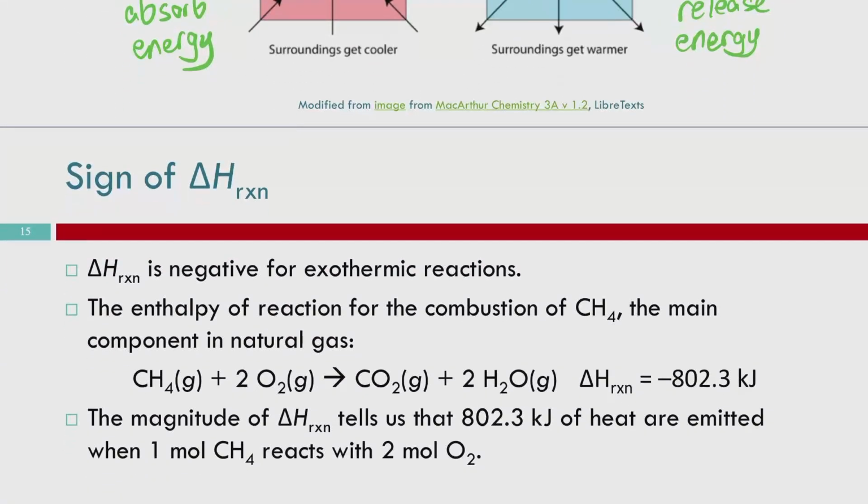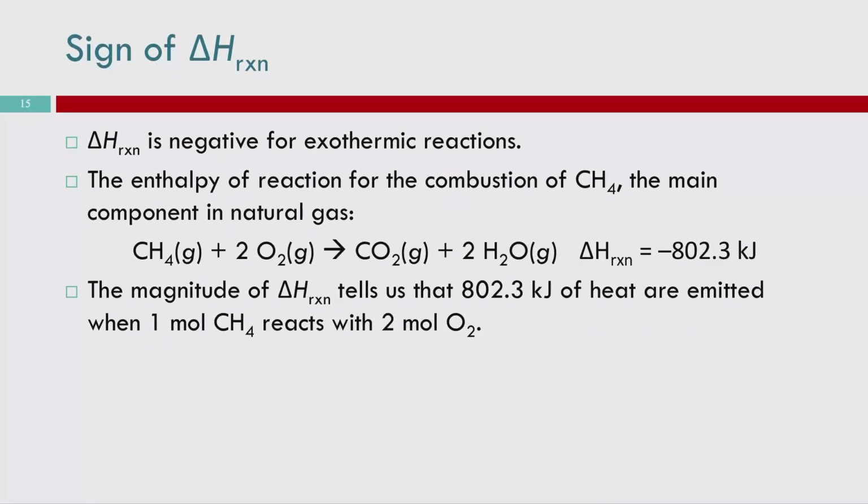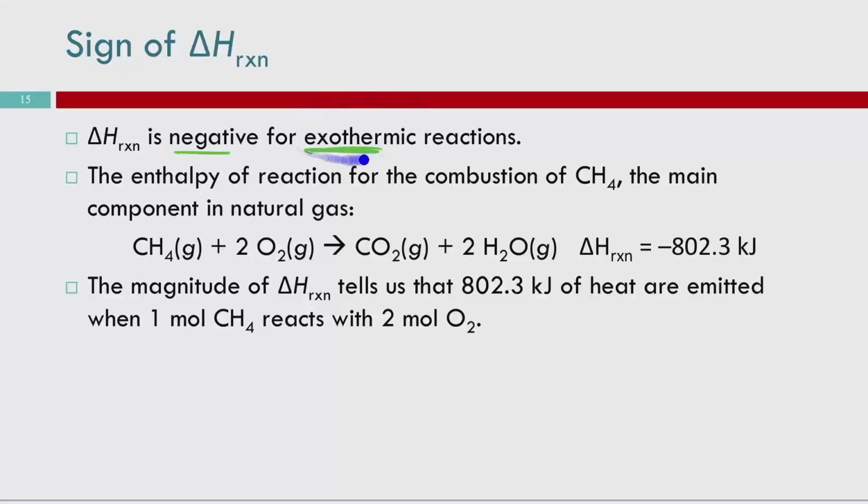Some examples. Delta H is negative for exothermic reactions. Negative delta H means that it's exothermic, energy is flowing out, and combustion is typically what we talk about when we talk about exothermic reactions. So CH4, which is the main component of natural gas, is methane. It can go through combustion with this balanced chemical equation, and the delta H is negative. So this negative sign means that it is exothermic.